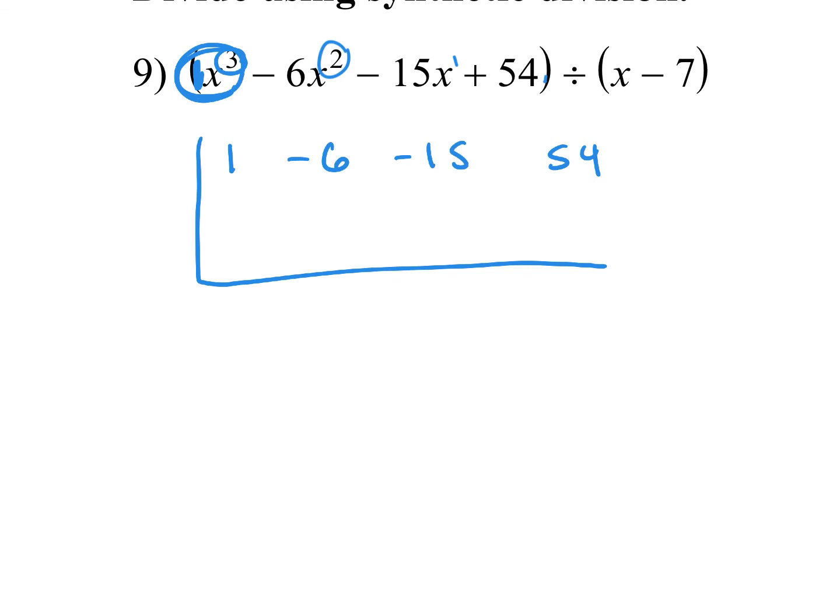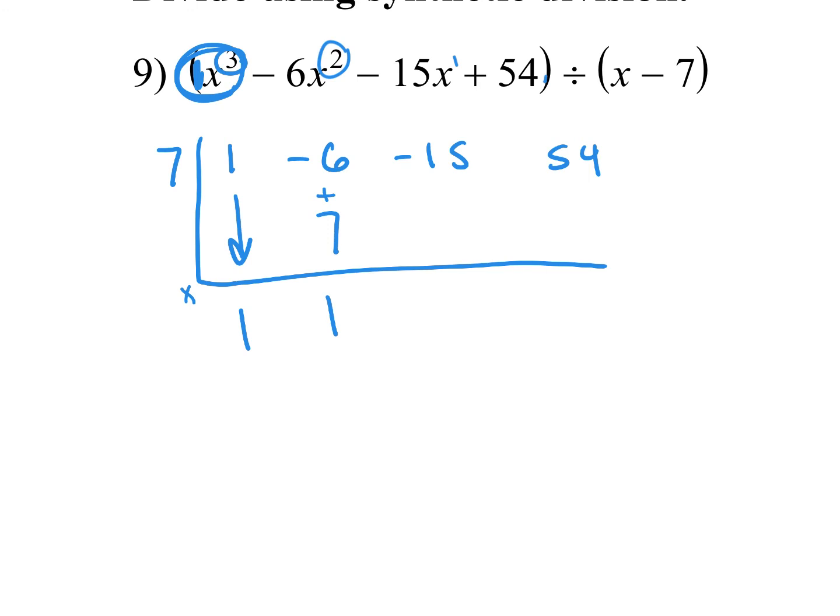What goes outside the box? 7. What do I do first? Drop down the 1. What's next? Multiply. So we multiply the numbers on the outside. So 7 times 1 is 7. What do I do to the numbers on the inside? Add. -6 plus 7 is 1.